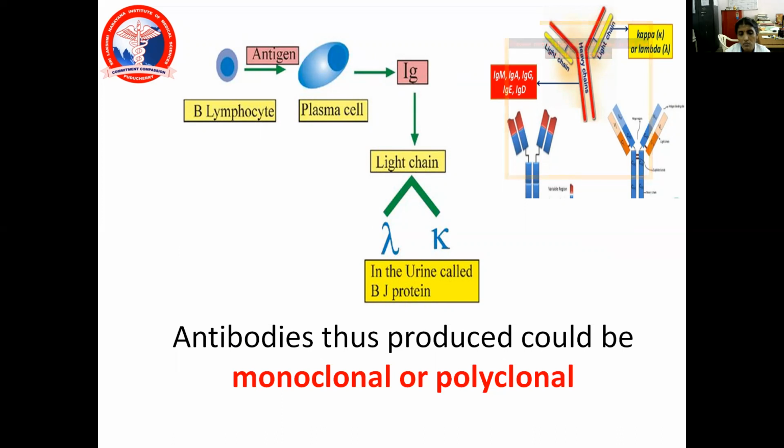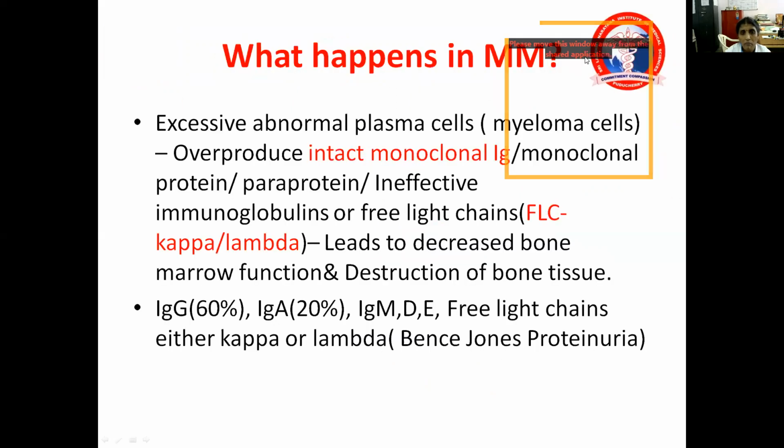So polyclonal is basically can identify multiple epitopes of an antigen, whereas monoclonal can identify a single specific epitope of an antigen. So of these two, the polyclonal antibodies could be of reactive nature, whereas what is most important and clinically significant is the monoclonal antibodies which are produced by the neoplastic plasma cell. So that is what is happening in myeloma.